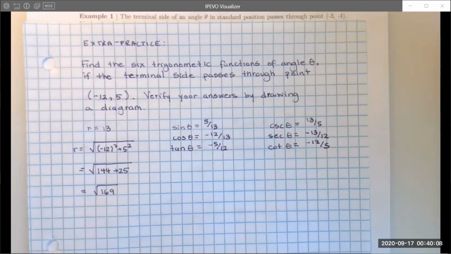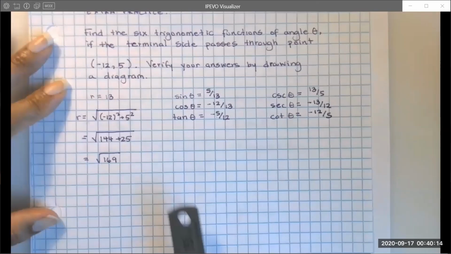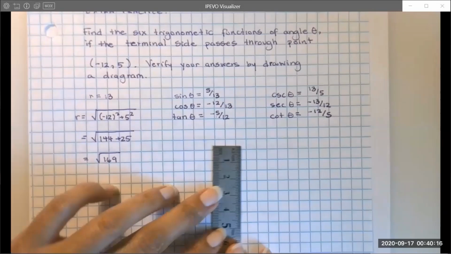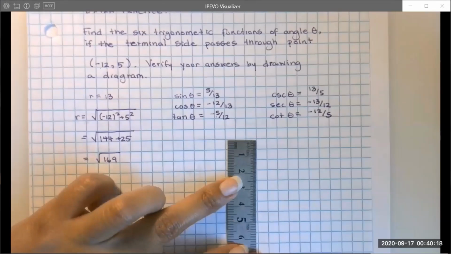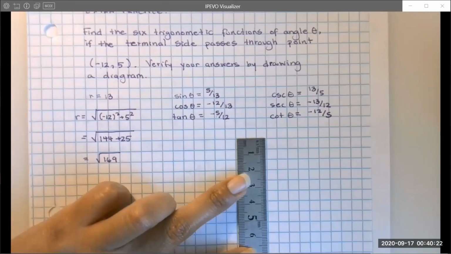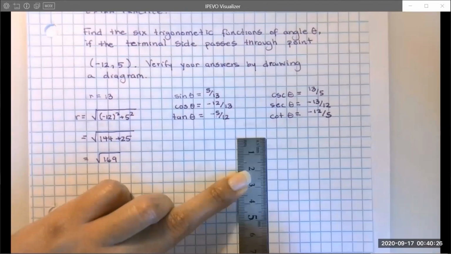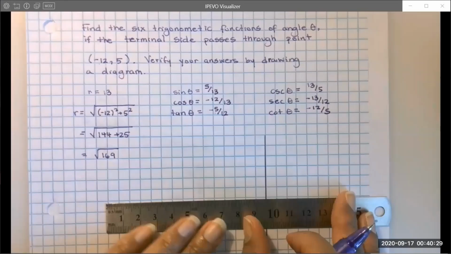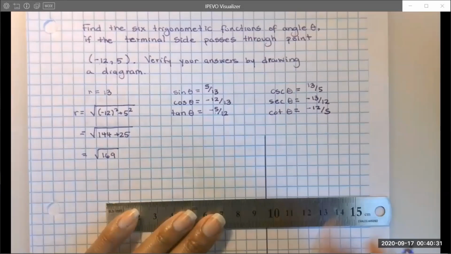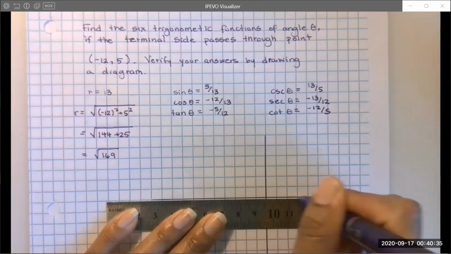All right, let's verify the answers by drawing a diagram. Let's see if it agrees with the first definition that we learned for the trig functions. Now, for this diagram, I am plotting the point negative 12, 5. So I need to make sure that I have enough room on the left-hand side of the y-axis to plot negative 12. So I'm going to draw a somewhat longer line.